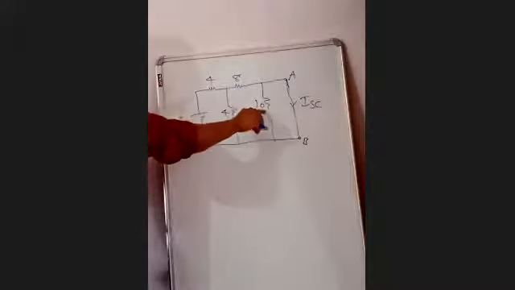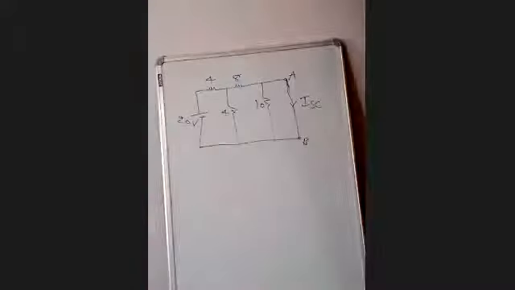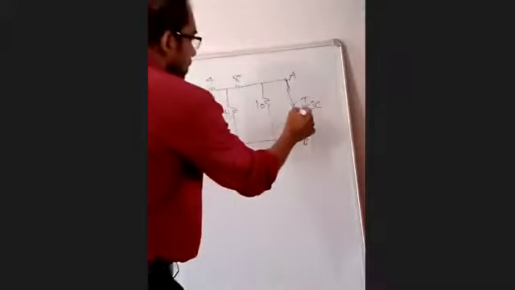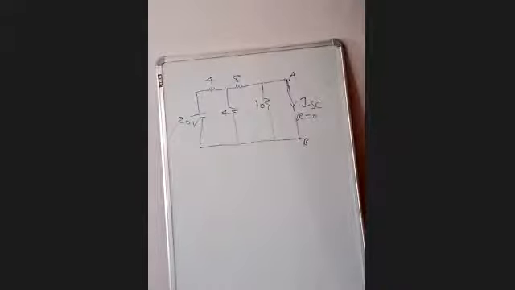Any resistance which is in parallel with the short circuit, what will happen? What is the resistance in the short circuit? No, after short circuiting, your resistance is 0 in the short circuit. Okay, resistance is 0.